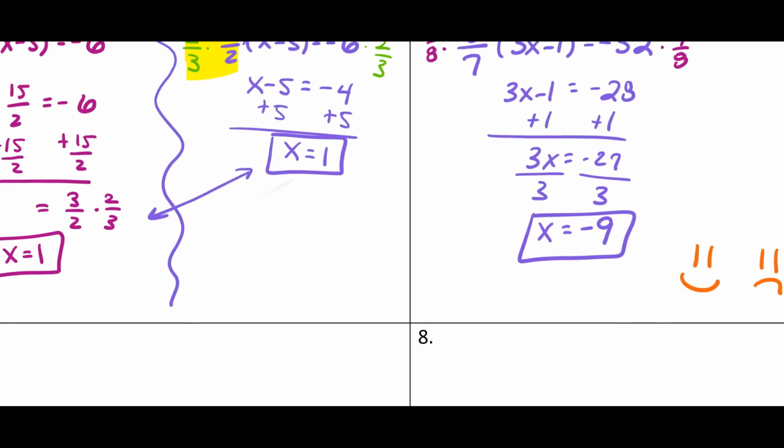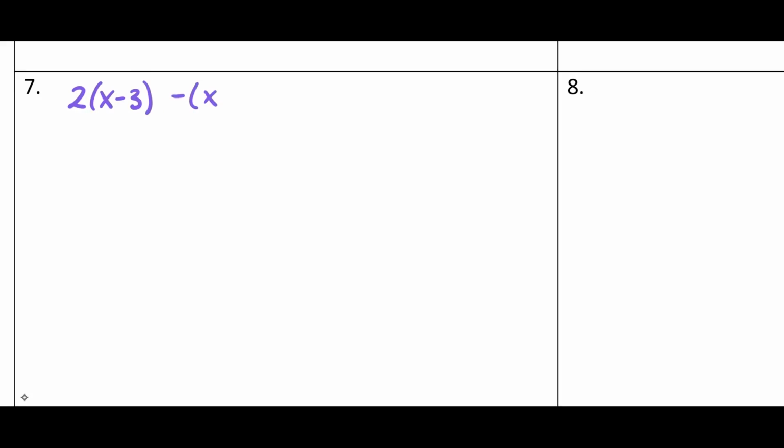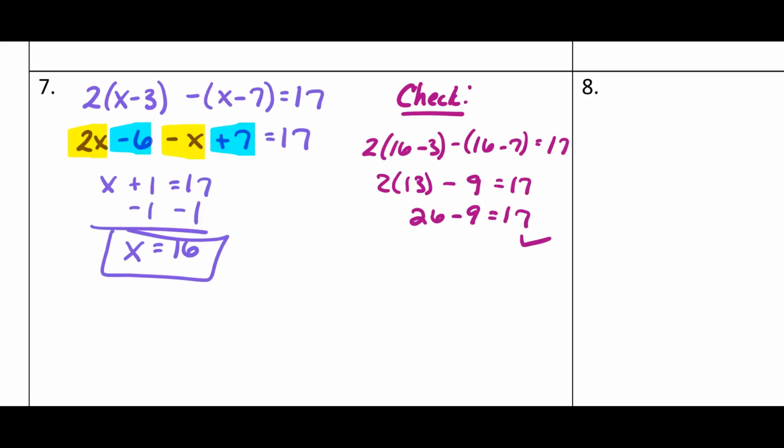Alright, let's look at number 7. 2 times x minus 3 minus x minus 7 equals 17. So again, I want you to try this problem. When you're ready, turn the video back on to check your answer. Alright, we are going to check our answers now. So the answer to number 7 is x equals 16.